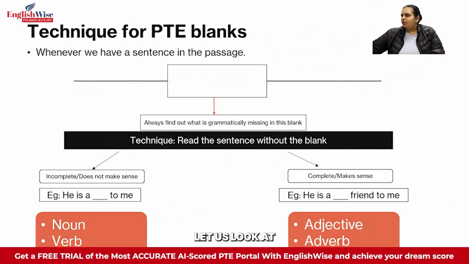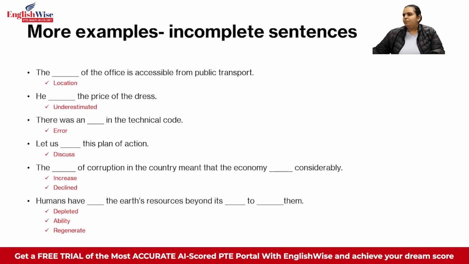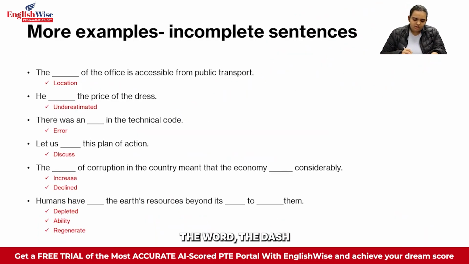Okay. Let us look at some more examples over here. So if you see the sentence, "The dash of the office is accessible from a public transport." Now again over here, what I'll do is I will read the sentence without the blank. So I will read, "The of the office is accessible from public transport." Accessible is a verb given already. This sentence does not make sense. So that means it is a noun missing. So your location is a noun over here.